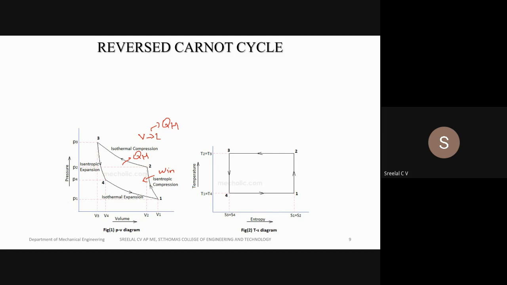Then after the expansion, the air goes into the evaporator. In the evaporator, absorption of heat takes place. This absorption of heat, QL, is known as the refrigeration effect, and that is a constant temperature process.